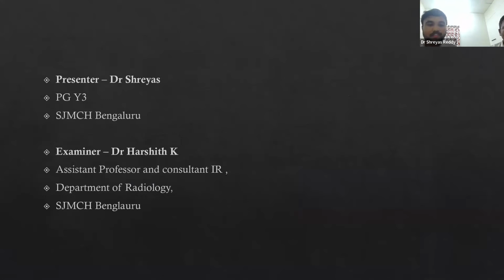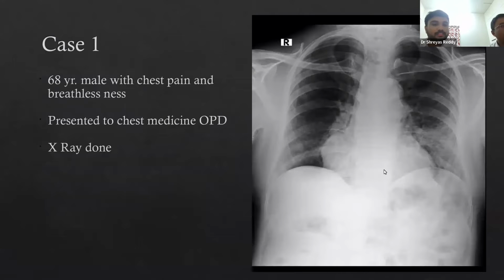So myself, I'm Dr. Shreyas, and the examiner, my assistant professor, Dr. Harshit. This is the first case. This is a 68-year-old male who presented with chest pain and breathlessness, and he presented to chest medicine OPD. An X-ray was done. This X-ray shows a homogeneous opacity in the right lower zone. As you can see, its medial border is silhouetted with that of the right heart border. Apart from that, you can also see some inhomogeneous opacities in bilateral lower zone.